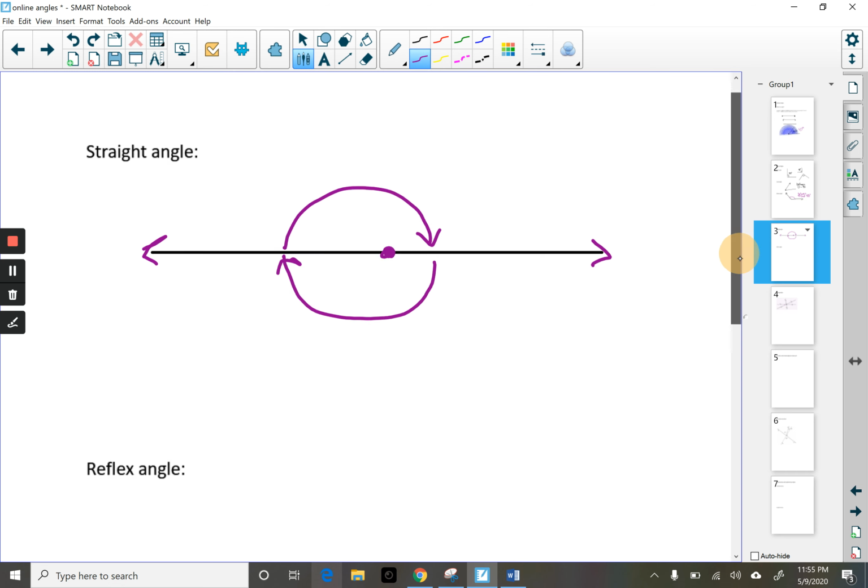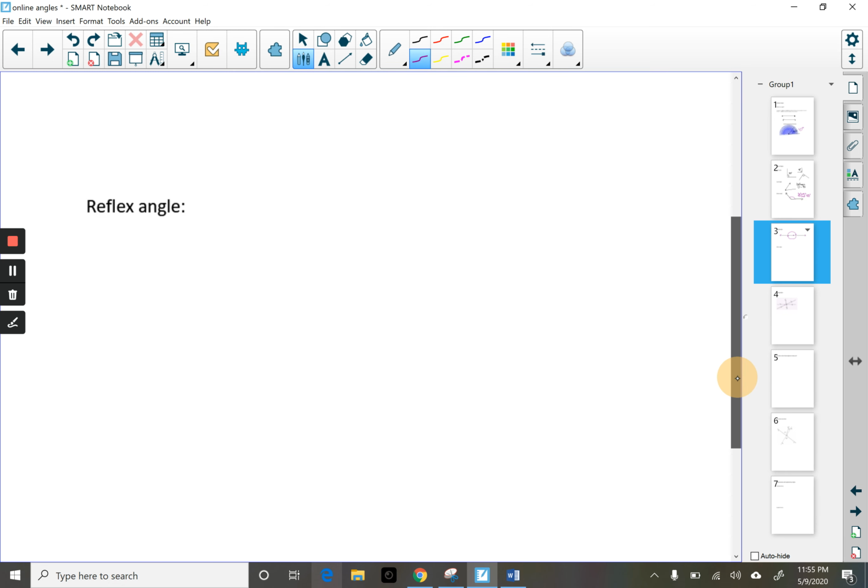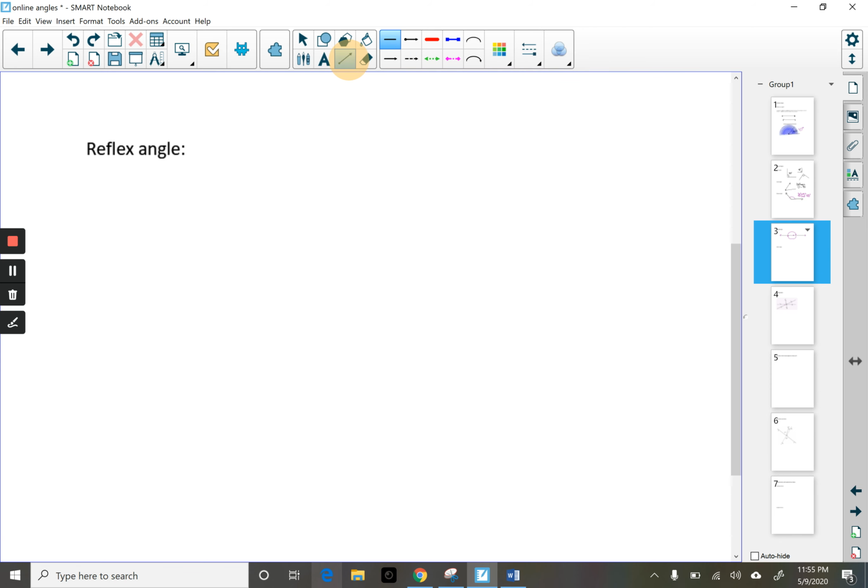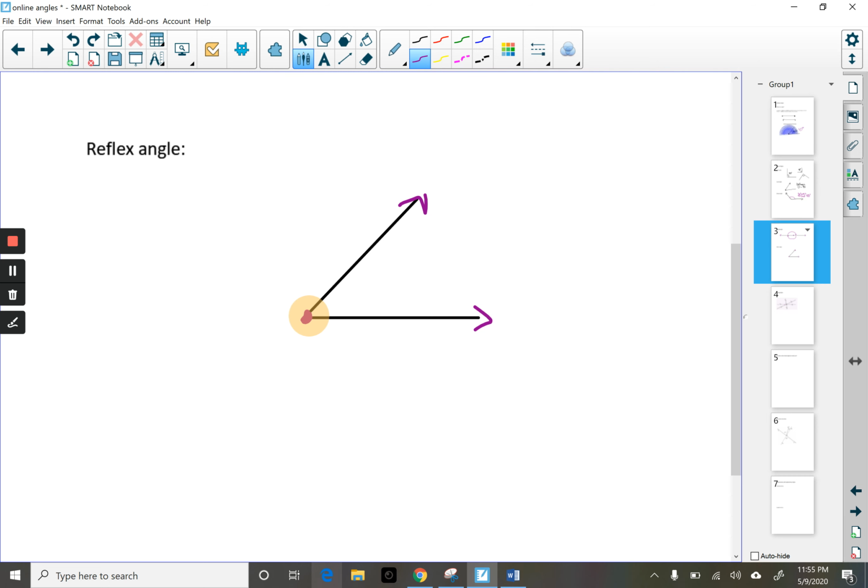That's where that comes from. And the last one, you're probably not going to use this at all this year, but I just wanted to show you what this looks like. So a reflex angle looks like this. And you're saying to me, well, Mr. Kowalski, doesn't that look like an acute angle? That would be true, except the reflex angle right here has a measurement that is actually greater than 180 degrees. So this is anywhere from between 180 degrees and 360 degrees. This is a reflex angle.